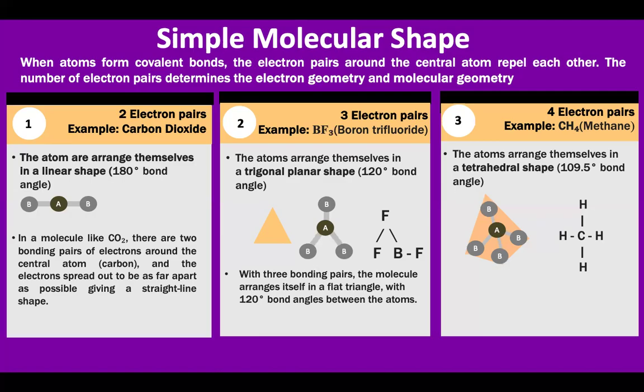For 3 electron pairs, an example is boron trifluoride. The atoms arrange themselves in a trigonal planar shape, 120-degree bond angle. As shown in this slide, with 3 bonding pairs, the molecule arranges itself in a flat triangle with 120-degree bond angles between the atoms. And for 4 electron pairs, for example methane, the atoms arrange themselves in a tetrahedral shape, 109.5-degree bond angle.